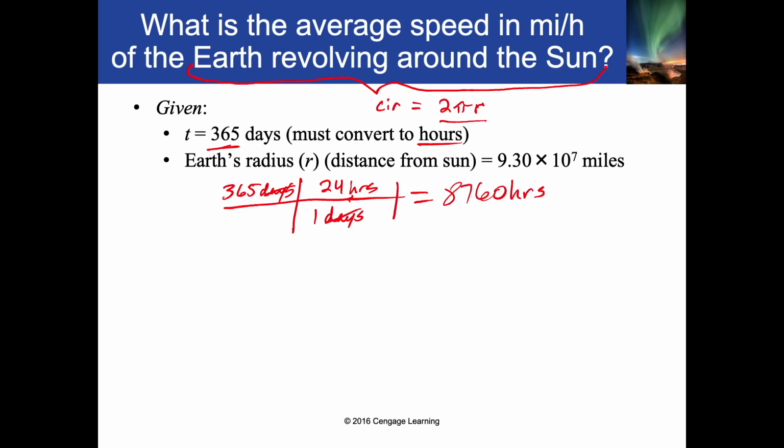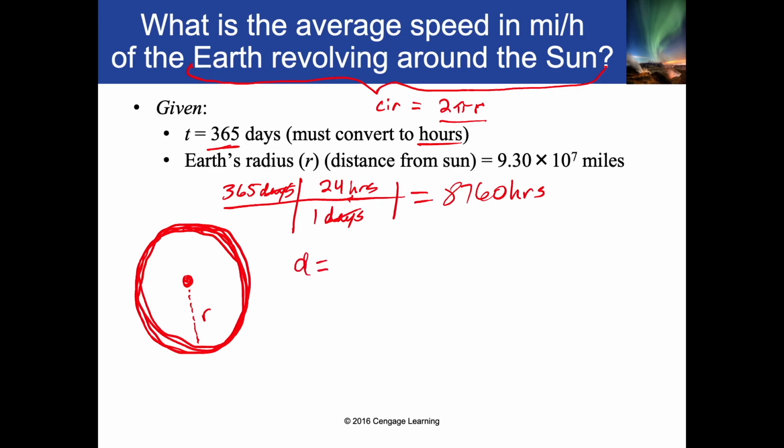Next thing to do is the distance that the Earth is traveling, which is the circumference of the circle here. So if this is the sun right here, and the Earth is traveling around the sun like this, it takes the Earth 365 days to go around the sun, one circle. The distance from the sun to the Earth here is the radius, and that's what it's asking for in 2 pi r.